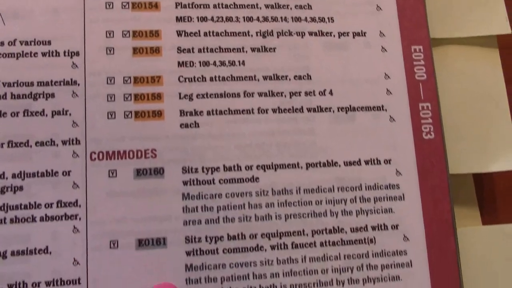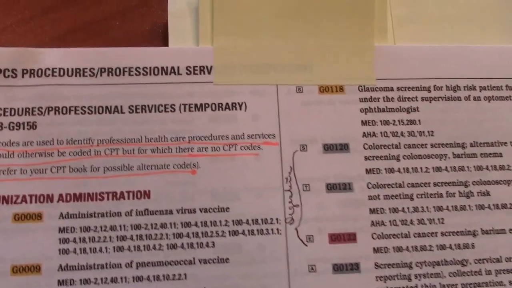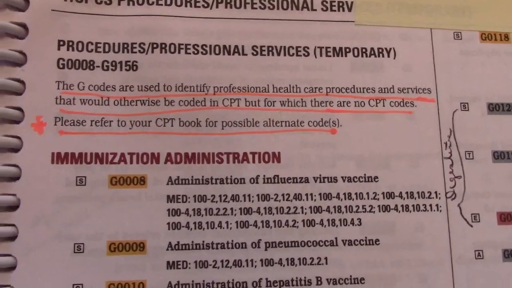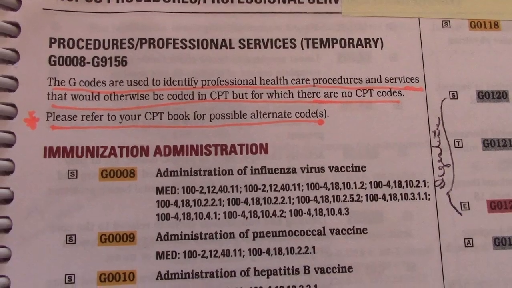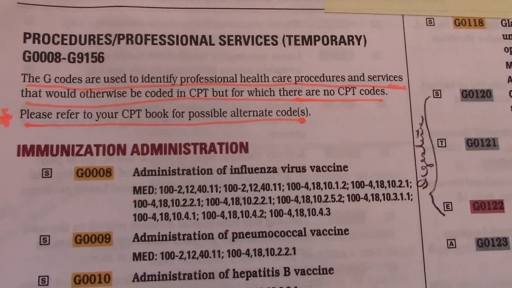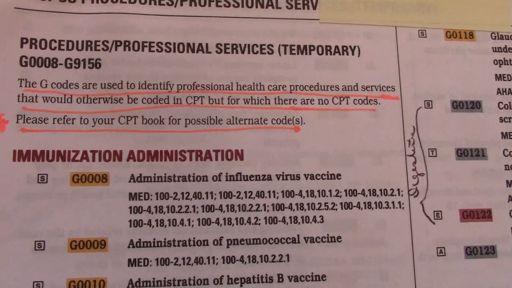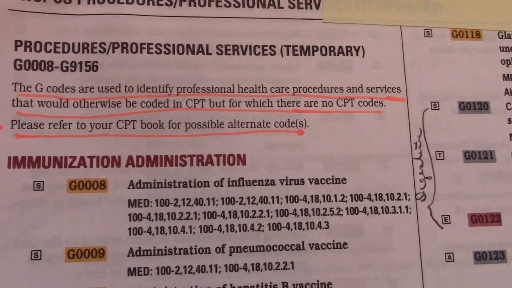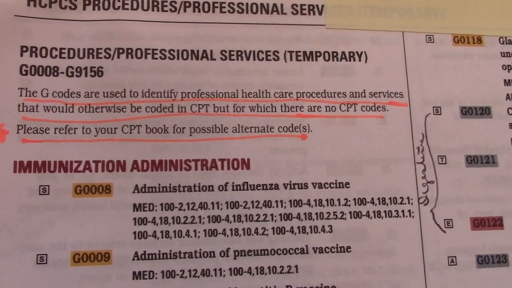Attachments, commodes. You have G codes. Now I spent a lot of time in G codes. G codes are used to identify professional health service or healthcare procedures and services that would otherwise be coded in CPT, but for which there are no CPT codes.